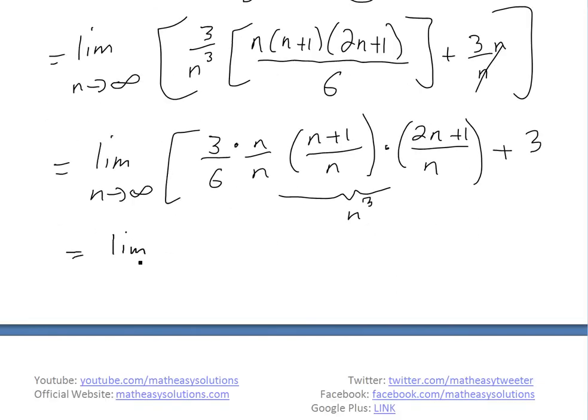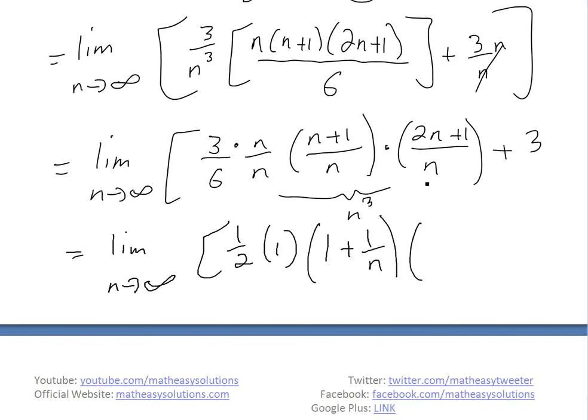This is going to be equal to the limit as n approaches infinity. This is going to be a 1 over 2. This is cancelled, so we're going to be left with a 1. And then here we can divide this out separately. We're going to have n divided by n, or a 1, plus 1 over n. And then divide this one out. This is going to be a 2, because 2n divided by n is just 2, plus 1 over n, and then plus 3 here.